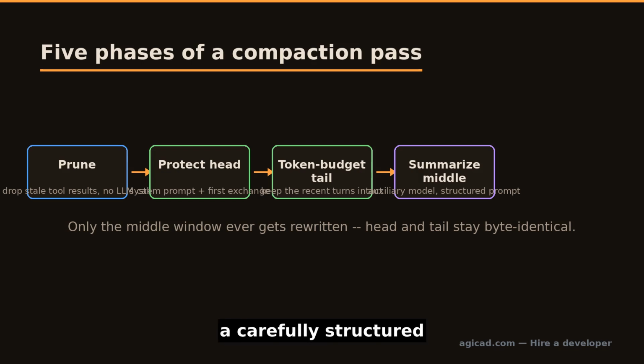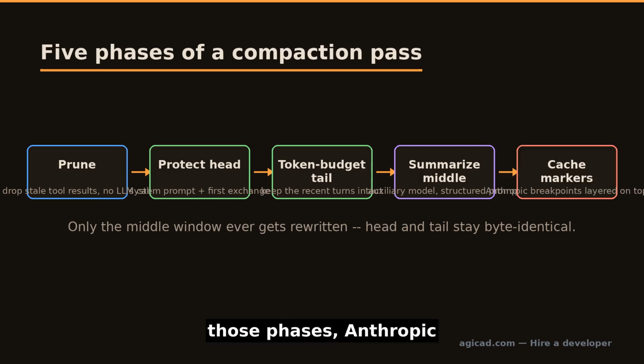structured summarization prompt. And on top of all 4 of those phases, Anthropic prompt caching layers its own separate set of breakpoints onto whatever messages remain, so the provider can reuse work across turns. Head and tail never change, only the middle ever gets rewritten.